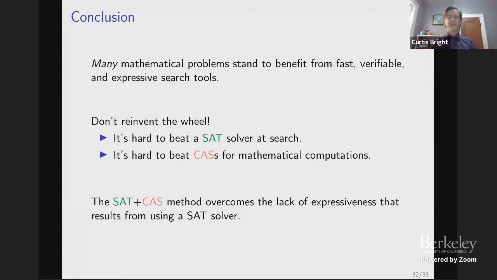Don't try to shoehorn some kind of CAS function into SAT, right? You could imagine trying to do a discrete Fourier transform in SAT. It hurts my head just trying to think of doing something like that. You wouldn't want to put a discrete Fourier transform in a SAT encoding. It's something which is best suited to a computer algebra system or some kind of math library. So use both of the tools in the ways that they're meant to be used. And this overcomes one of the downsides of a SAT solver, which is its lack of expressiveness.